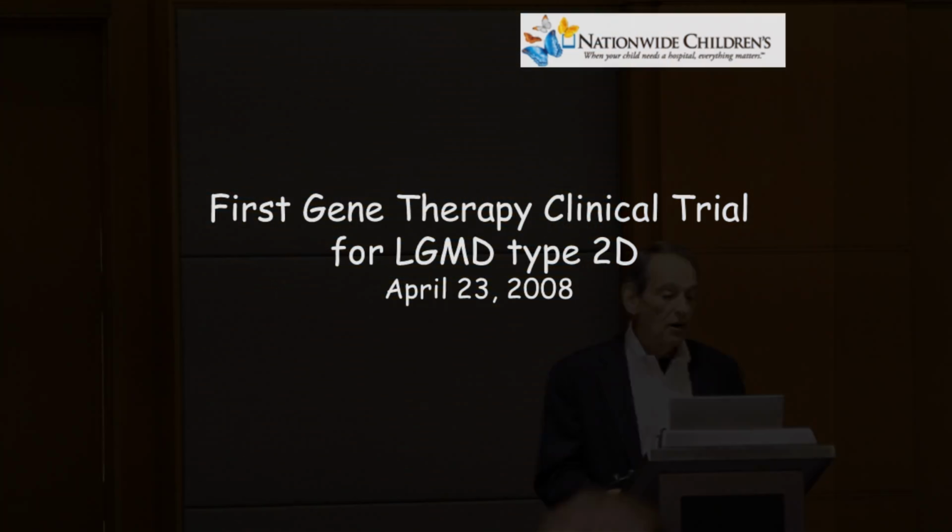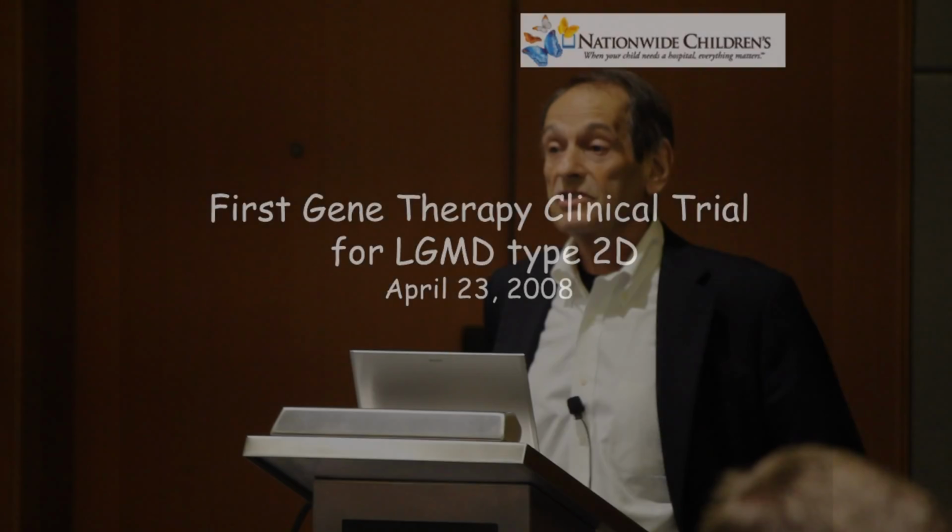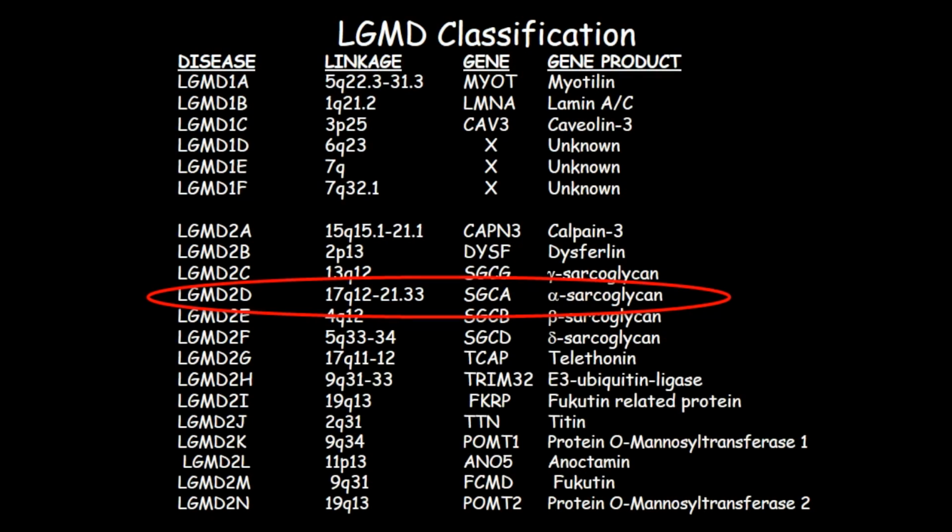The first gene therapy study that was ever successful was in another form of limb-girdle dystrophy, 2D. And I think most of you are familiar with this. Here's 2D. It's alpha-sarcoglycan deficiency. Here's dysferlin right above it. But these are two of the more common types of limb-girdle dystrophy.